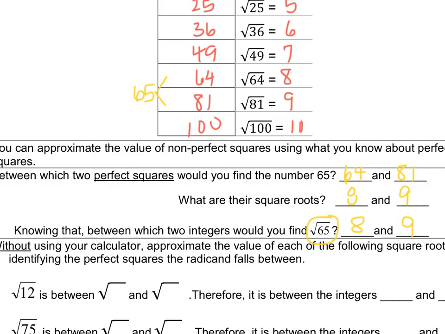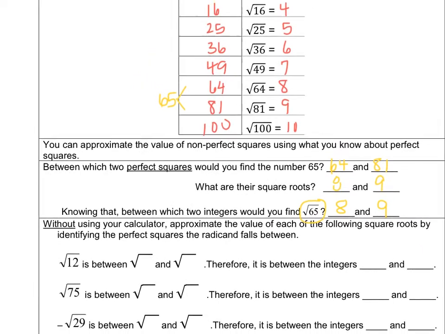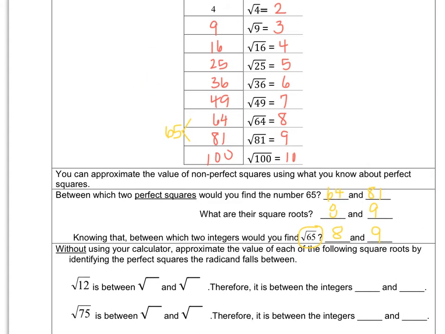Let's take a look at the next example, which is the square root of 12. Right here. So which two integers does the square root of 12 come between? So again, we'll look at our list. 12 comes between 9 and 16. So 12 is somewhere in there. So it's between the square root of 9 and the square root of 16. The square root of 9 is 3. The square root of 16 is 4. So the square root of 12 is between 3 and 4.